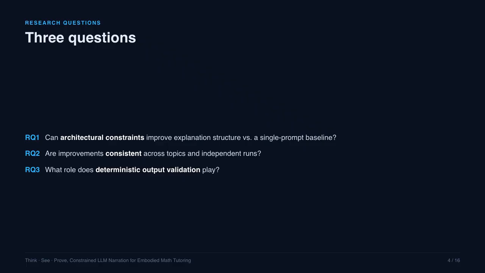This motivates 3 research questions. First, to what extent can architectural constraints improve the structure of LM-generated tutoring explanations compared with a single prompt baseline? Second, are those improvements consistent across different mathematical topics and across independent model runs, or do they depend on luck and sampling? And third, what additional role does deterministic output validation play in supporting these constraints? Throughout the paper, our scope is deliberately narrow and specific, with intern explanation quality, meaning how a single tutoring explanation is sequenced, rather than how a whole dialogue unfolds.